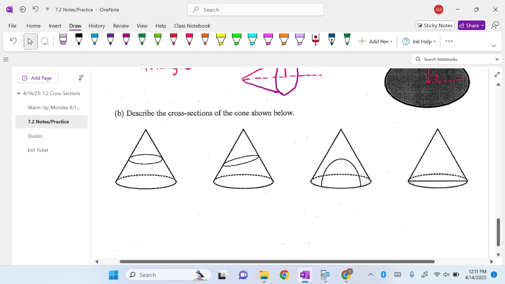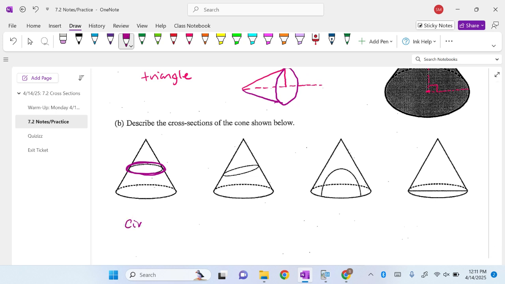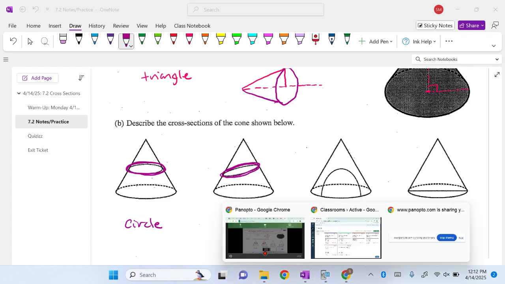Now, cone cross sections are a bit different. So if I cut completely parallel to the base, what's my cross section? It'll be a circle. Now, if I cut diagonally, think about this carefully. If I cut diagonally, what shape would it form? Not quite a circle. So look more like an oval.